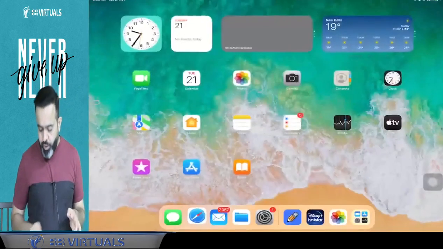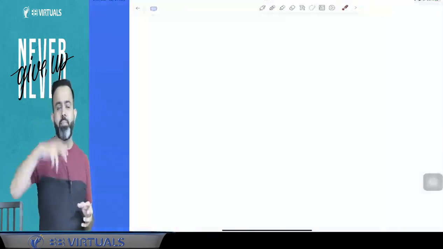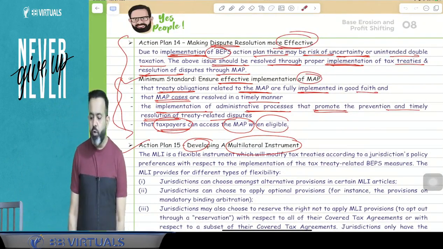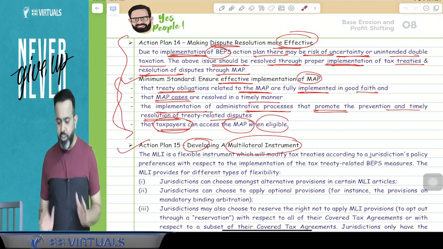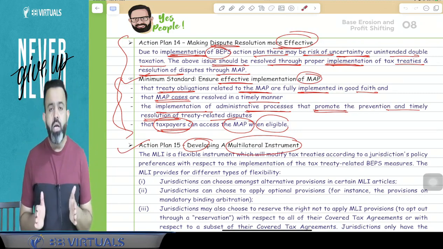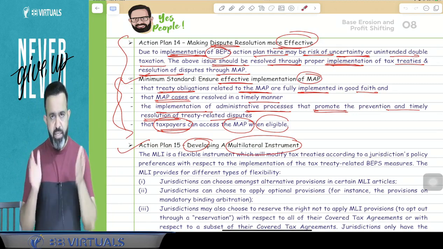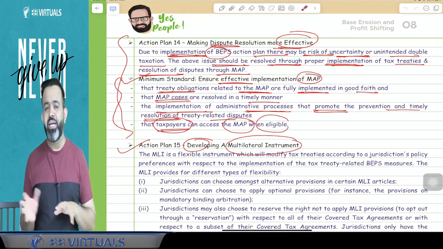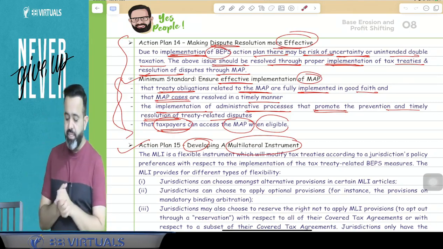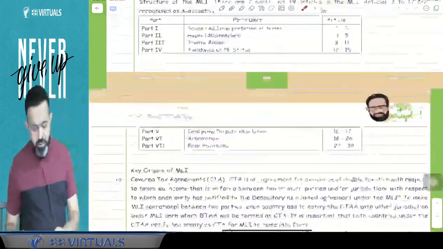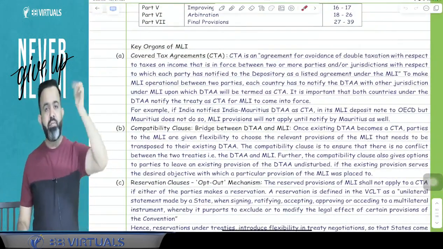So guys, to incorporate the BEPS action plan, it is not possible to change each and every agreement. So what does action plan number 15 say? It's very simple: just make one multilateral instrument, and all countries will sign that multilateral agreement. When all countries sign it, they will mention which agreement they want to change, and they will file one covered tax agreement.